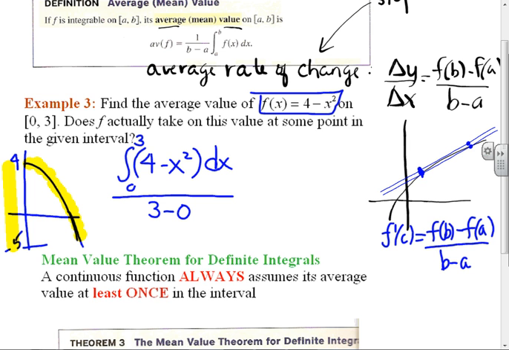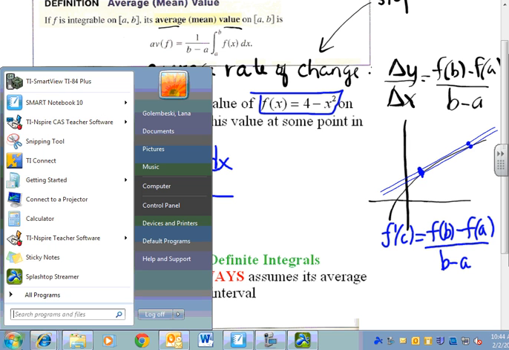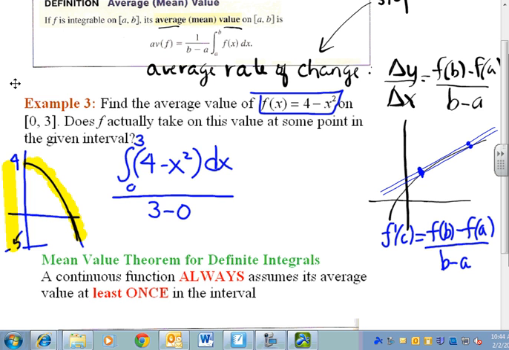Now, you don't know how to integrate that, so I'm going to have to bring up my calculator. We will. Guess what? You're learning tomorrow. No way.